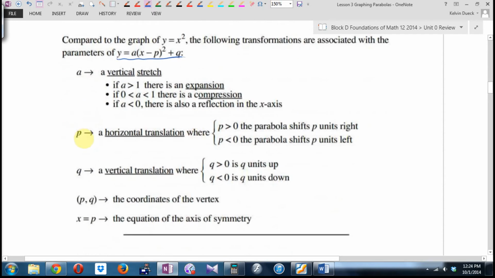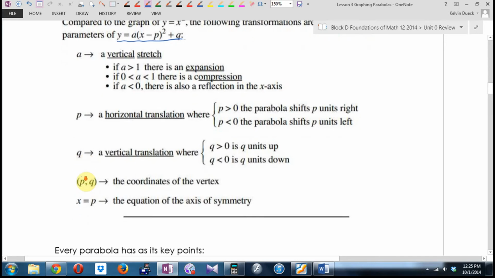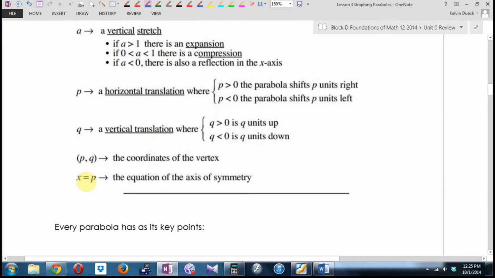The number sitting where the letter p was is what we call a horizontal translation, a slide left-right. And it was backwards in the brackets. So if you had x minus 5, that actually meant the vertex moved 5 right. If you had x plus 5, that actually meant the vertex moved 5 left. The number sitting where the q was gave you a vertical translation, a vertical slide up, down, and it wasn't backwards. So p comma q was the coordinates of the vertex. Oh, and x equals p was the equation of the axis of symmetry.